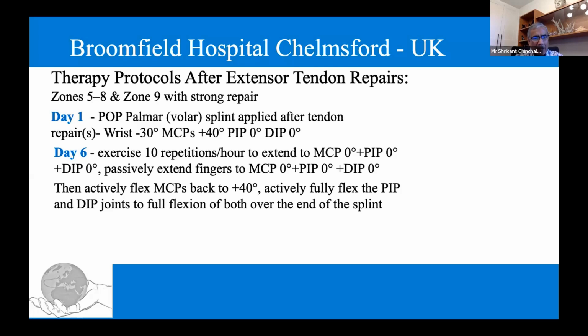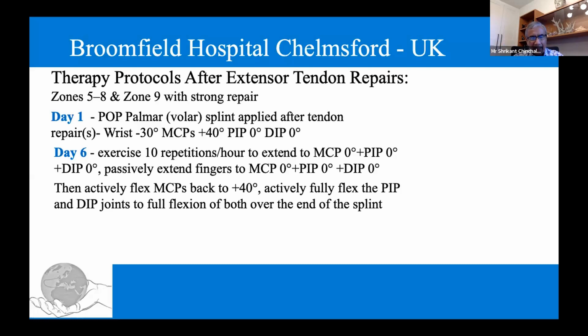So this protocol suggests that on day one after surgery, the patient be fitted with a plaster of Paris palmar splint applied after the tendon repairs. The wrist is kept in about 30 degrees of extension, MCPs in 40 degrees of flexion, and IP joints in neutral. And they began the exercise program at day 6 when the patient performed 10 repetitions on an hourly basis.